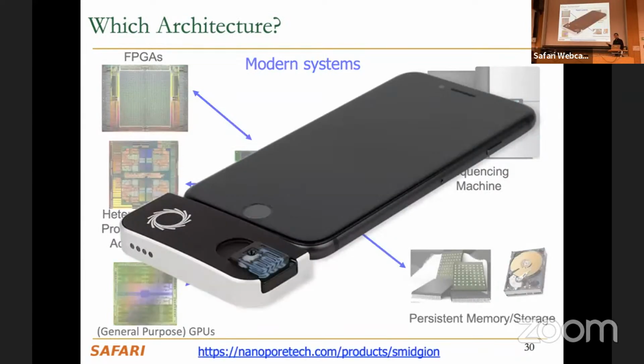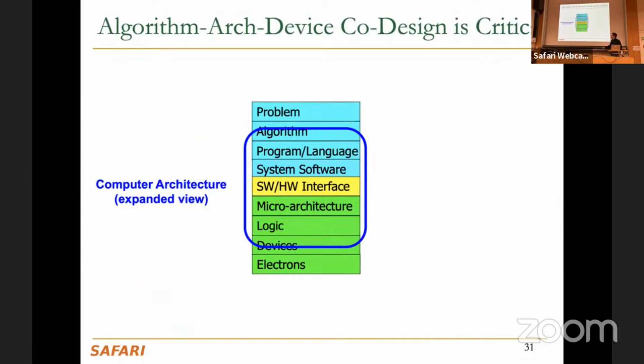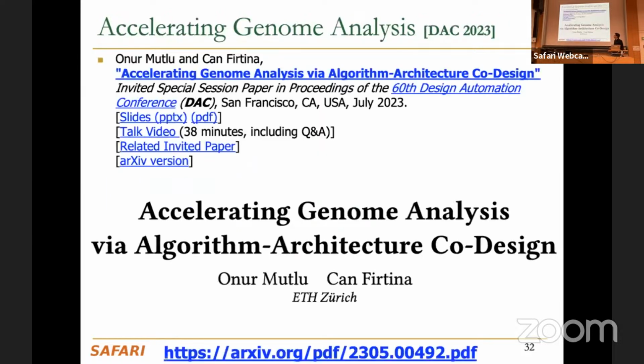And even maybe mobile solutions, right? You can connect this genome sequencer to your mobile phone and perform the analysis. So this means that it needs to be energy efficient computation as well. And of course, to achieve this, as you've probably seen in this figure so many times, we need to look at the entire stack of computer architecture to co-design the algorithm, architecture, and software altogether.